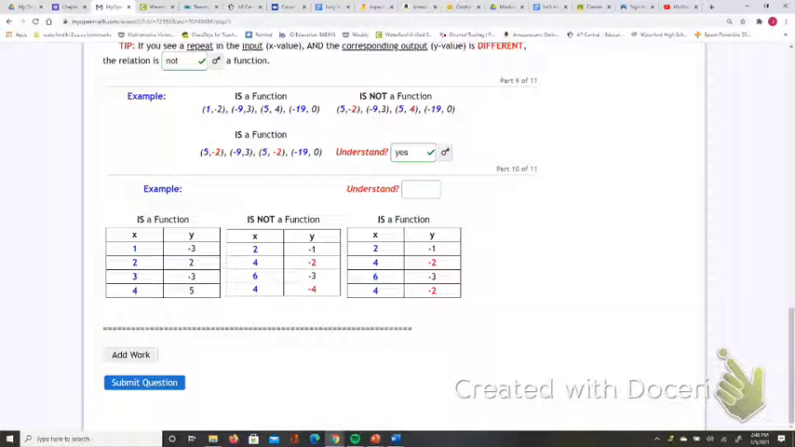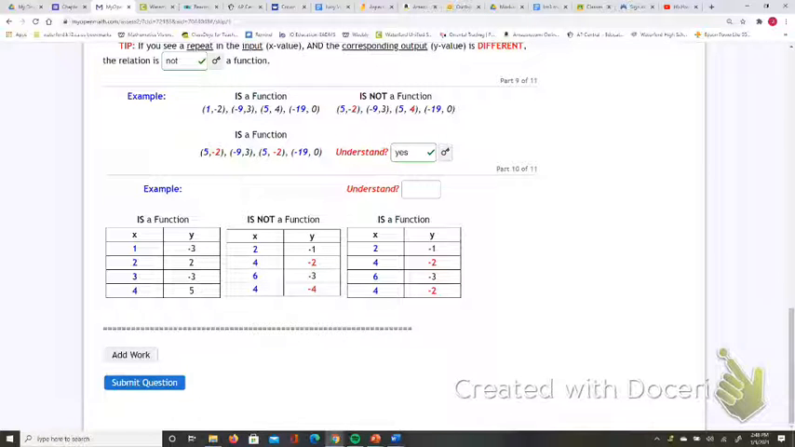Now we're looking at 3 tables. So we have x is 1, y is negative 3. X is 2, y is 2. X is 3, y is negative 3. X is 4, y is 5. And it is a function.